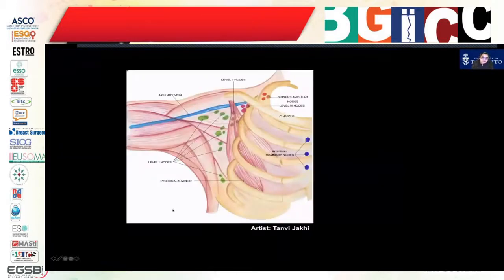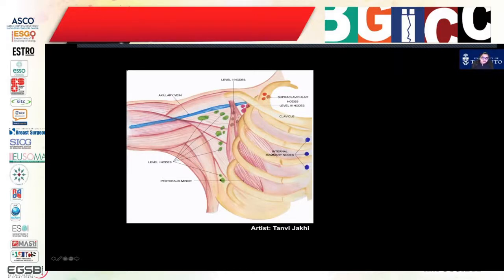The lymph nodes are classified based on their relationship with the pectoralis minor. Any lymph nodes that are lateral to the pec minor are called level 1 lymph nodes. Lymph nodes posterior to the pec minor are called level 2 lymph nodes, and those located in the medial aspect of the pectoralis minor muscle are called level 3 lymph nodes. Internal mammary lymph nodes are considered a separate group, and so are the supraclavicular lymph nodes, which are considered almost high level 3 lymph nodes.